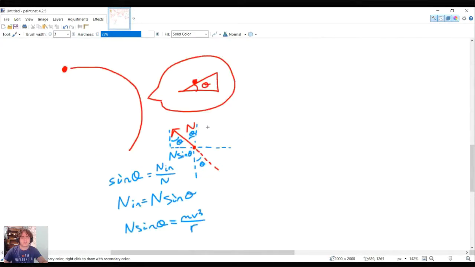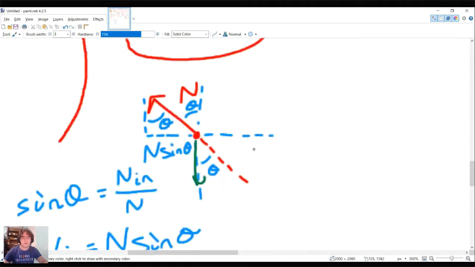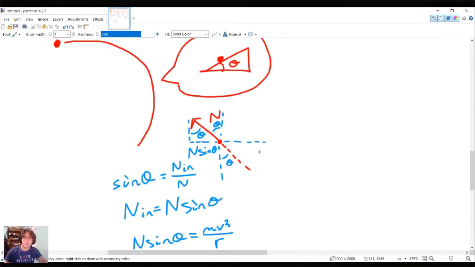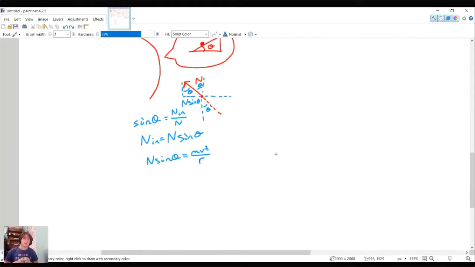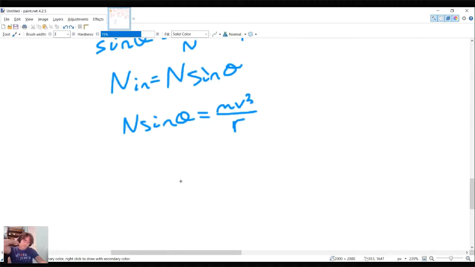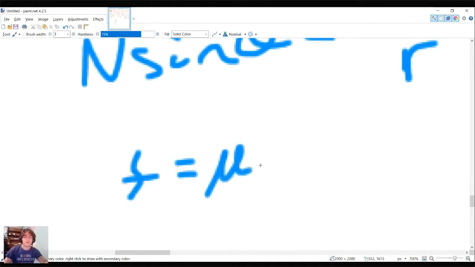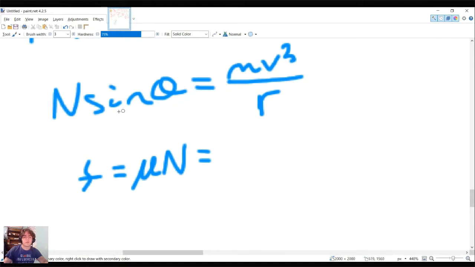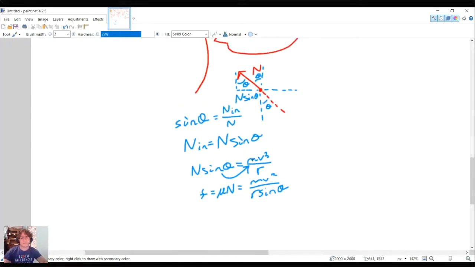But what's N? N is this component of mg, or rather, is that right? No, that's not right. The details of N don't matter. I have to think about whether those are equivalent or not. So we have this formula, and we can substitute stuff in and do the values with friction, because we know friction is mu times N, which we can divide over to this side. That'd be mv squared over r sine theta for the friction force, or rather this times mu.